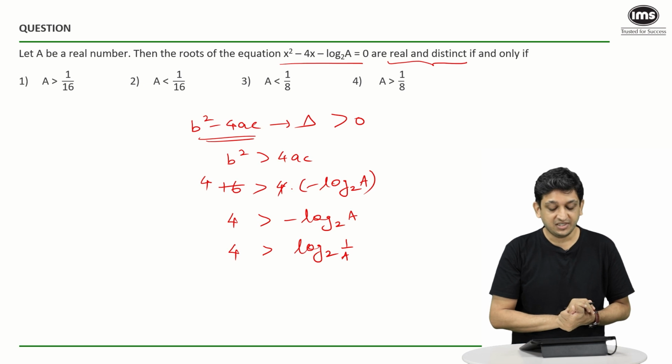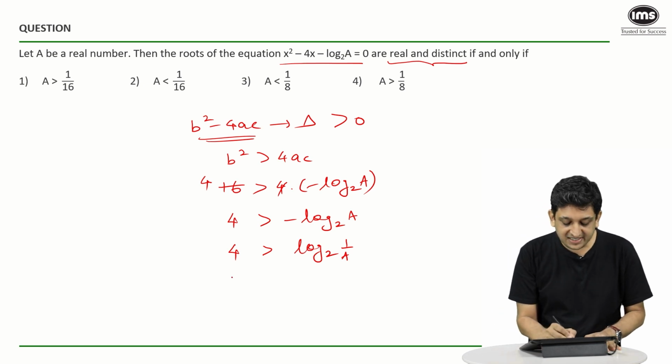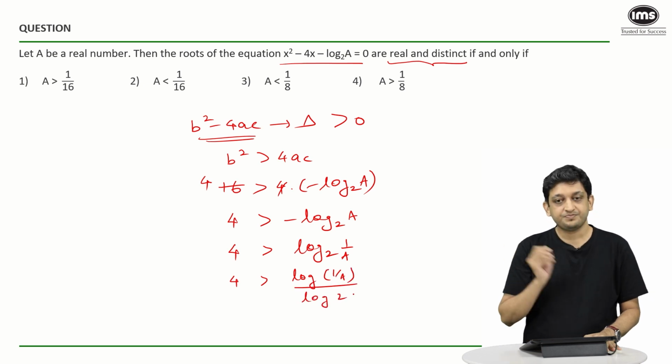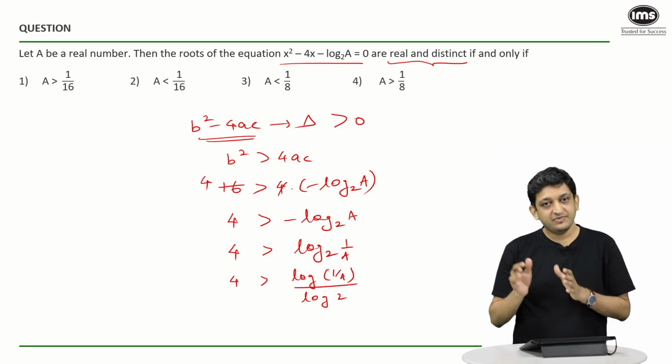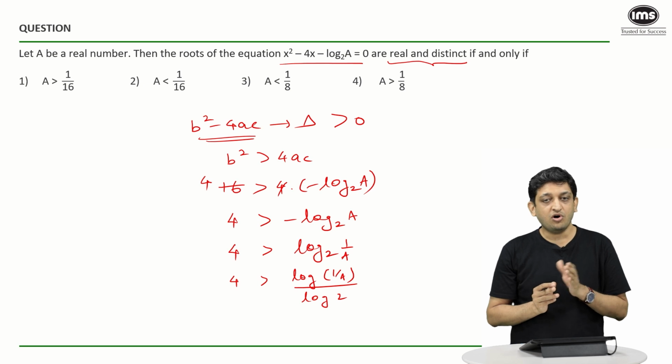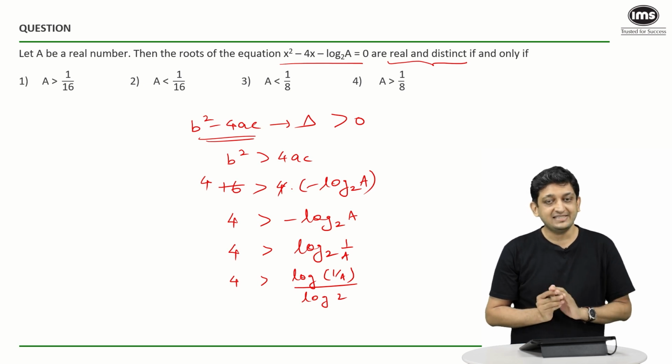That is what we are trying to write here. So in this case, what we can say is 4 will be greater than log of 1 by a, let's say to the base 10 divided by log 2. So what we can do is we can take log 2 to the left hand side. It will basically become 4 log 2 or log of 2 raised to 4, that is 16.